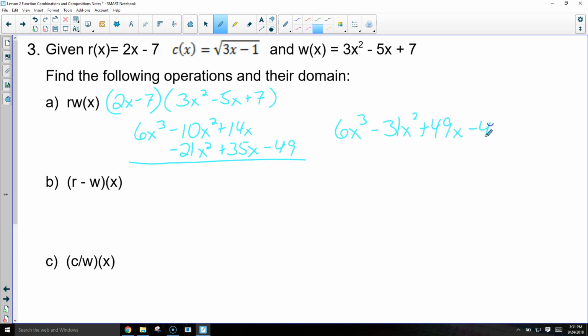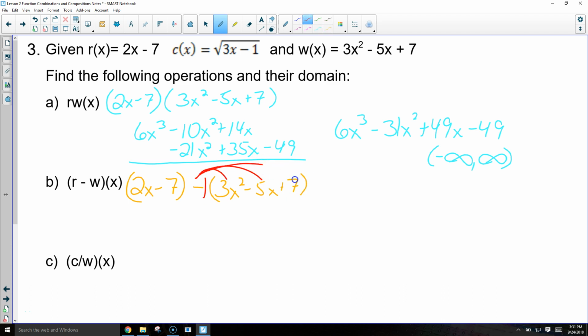minus 49. And my domain, since I don't have division or square roots happening, is simply negative infinity to positive infinity. Letter B wants me to take R minus W. So 2x minus 7 minus 3x squared minus 5x plus 7. Remembering here, distribute the negative 1 inside of your parentheses.